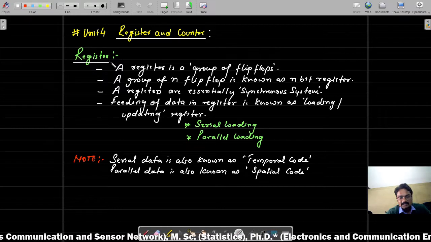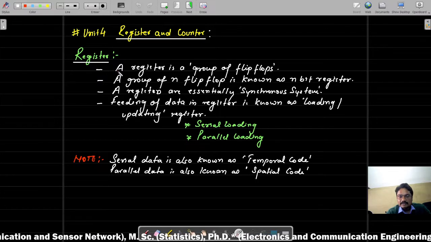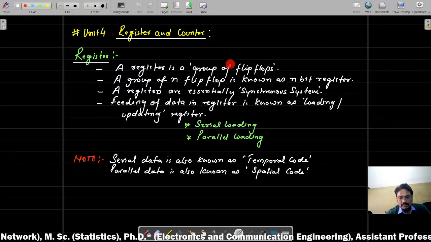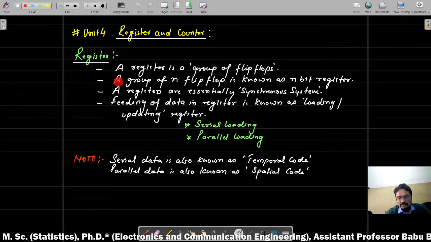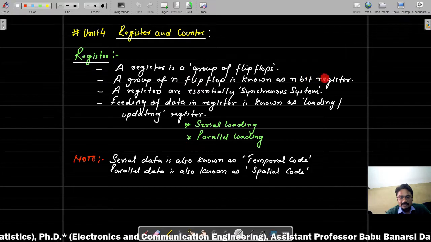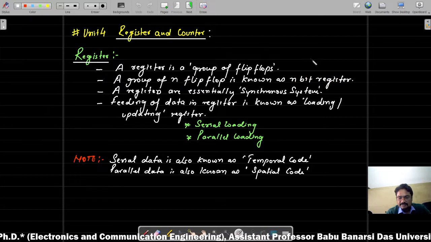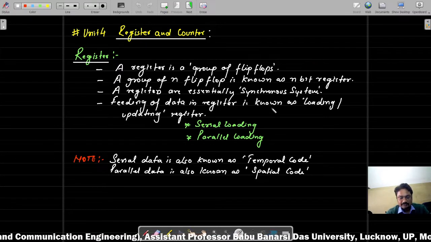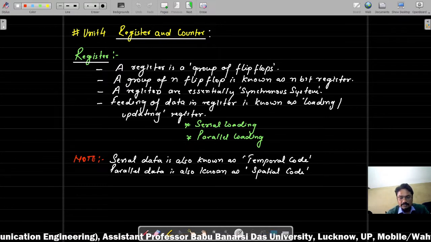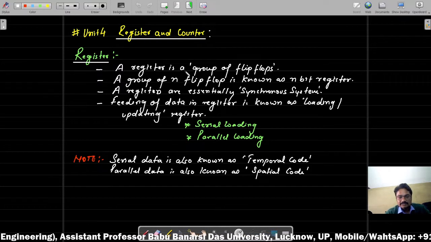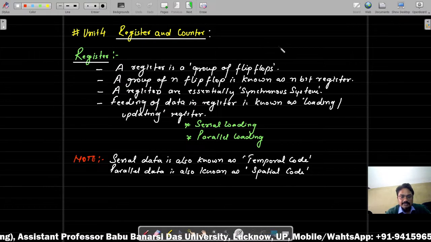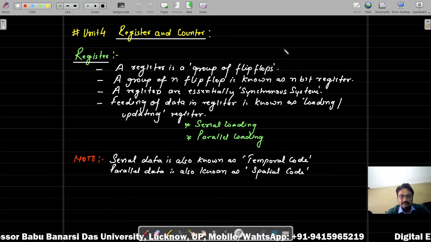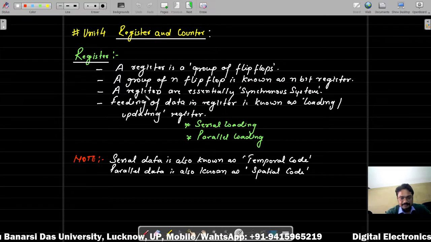So when we say registers, registers are nothing but a special group of flip-flops. A register is a group of flip-flops, and a group of n flip-flops is known as an n-bit register. For example, if somebody says we have an 8-bit register, then it will be able to store 8 bits of information in it, right? So you should always care how many bits there are, which is directly related to the number of flip-flops used in that specific register.